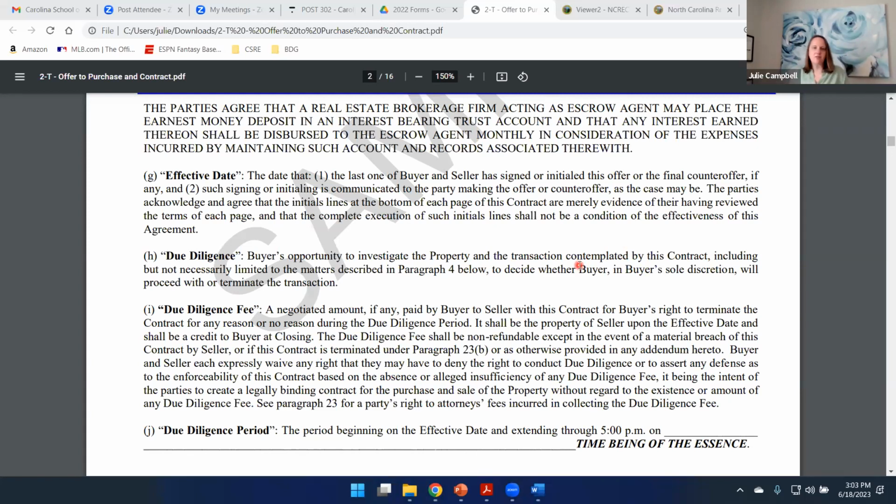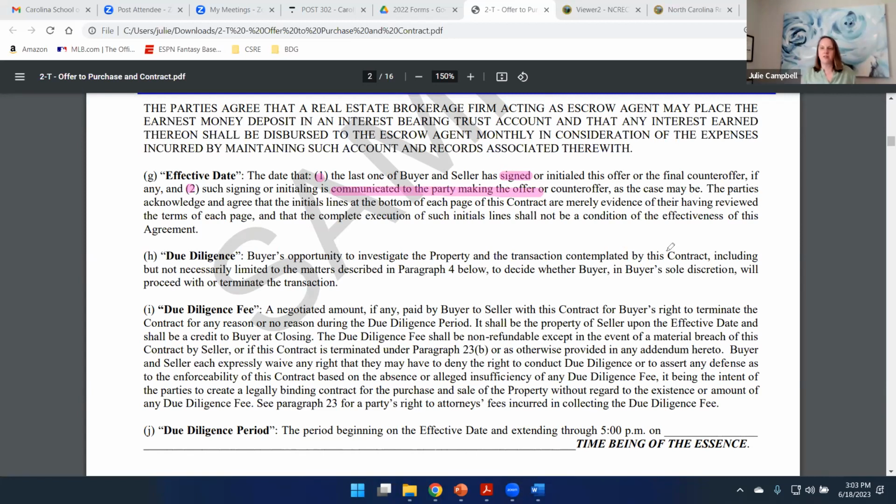Still defining things. Here's our effective date. This is a good review from what we talked about yesterday, that magic moment in time when it goes from being an offer to a contract. So we need 2 things to happen. We need the last one, buyer and seller, has signed or initialed the offer or final counter offer. And 2, such signing or initialing is communicated to the party making the offer. So the effective date of the contract is that magic moment in time.